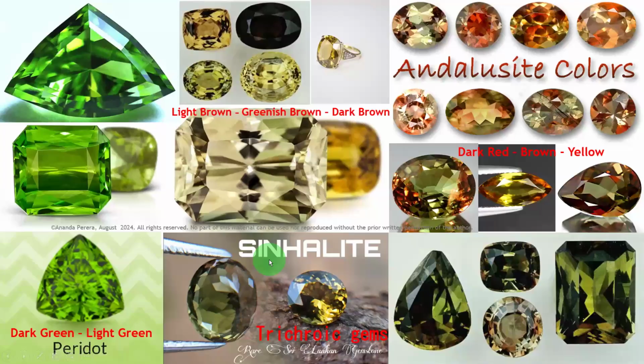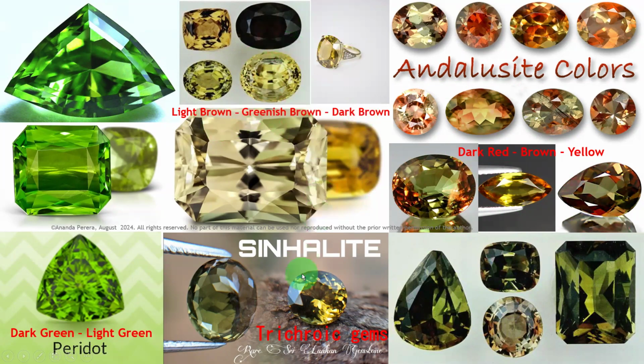Now here, it is Andalusite. The local name for Andalusite in Sri Lanka is Guinea Boku Tora. Andalusite is Guinea Boku Tora. Trichroic gems. Dark red, brown, yellow. These are the colors given. Red, brown, yellow. And you can see a lot of Andalusite gems here. And light brown, greenish brown, and dark brown also here.